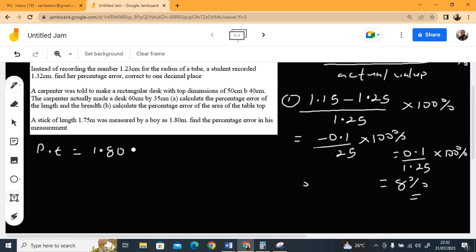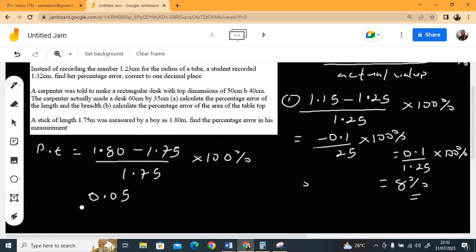1.80 minus what? 1.75 over what? Over the actual length, which is 1.75, times 100%. So what you have is 1.80 minus 1.75. That is 0.05.